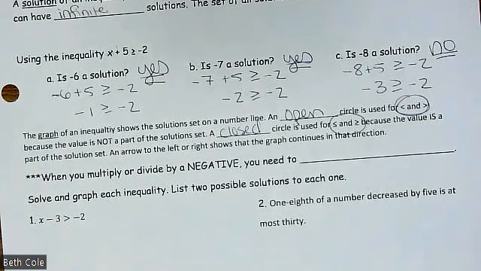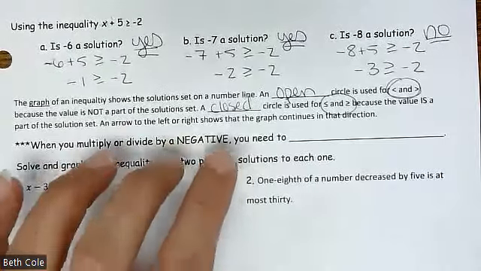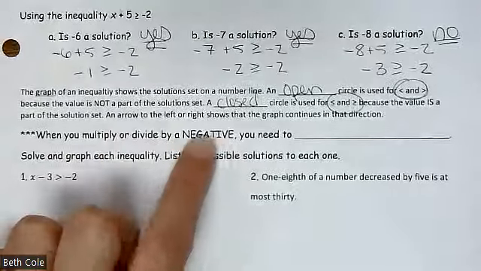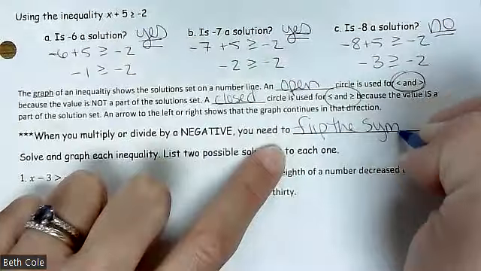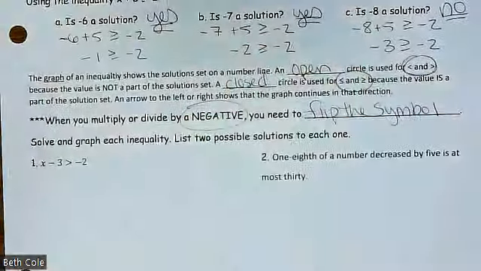Whether you're leaving it out, that would be a hole, an open circle, or whether you want to include it. And here is the only difference between solving an inequality and solving an equation. This is the only difference. When you multiply or divide by a negative, you need to flip the symbol. What I mean by that is if it said greater than, you would change it to less than. If it said less than, you would change it to greater than. You just flip it around. It's really easy to do. It's also really easy to forget to do, so you have to be careful. It's when you multiply or divide by a negative.